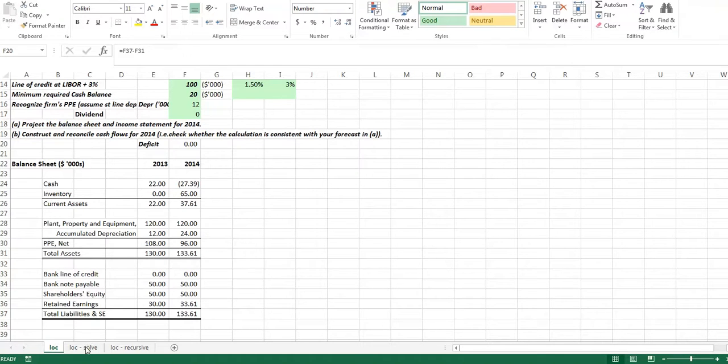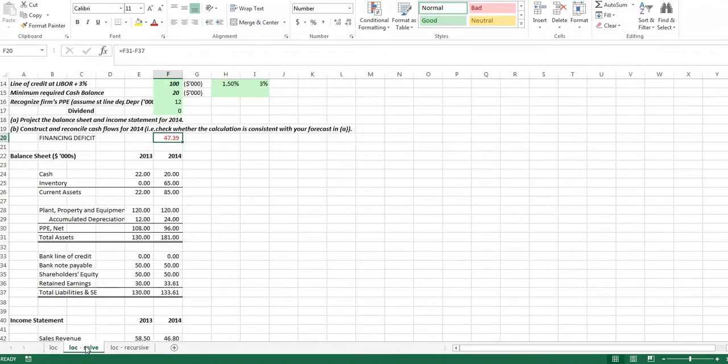So in this case, what we'll do in the next tab is make this cash be a minimum of 20. We'll just put that in as an input up here. So our minimum cash balance will be 20. Notice that I have 20 plus the 65 in inventory, which was the big purchase that took my cash negative.